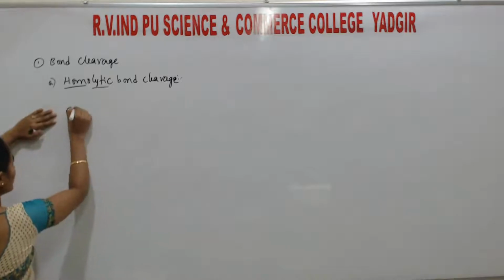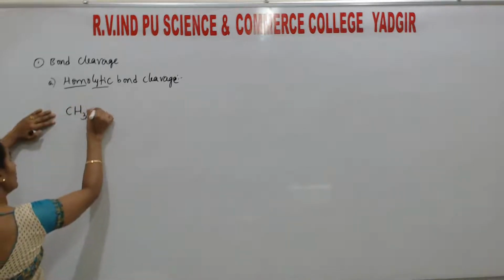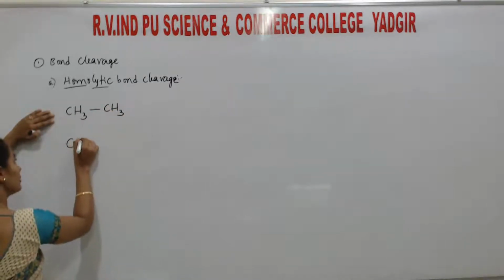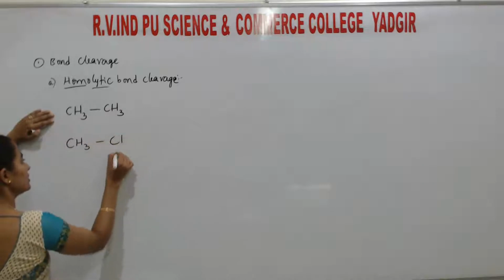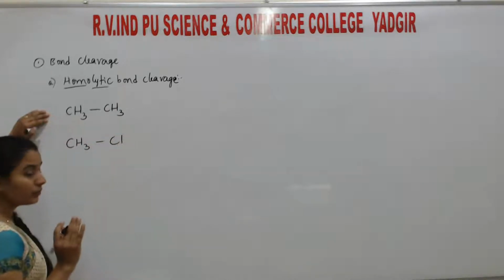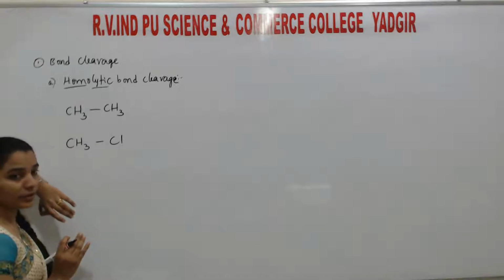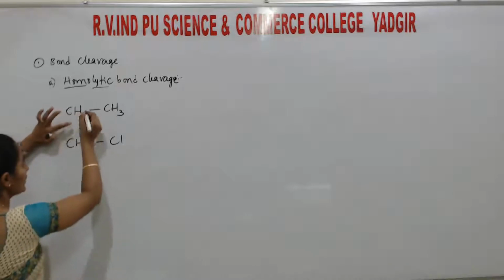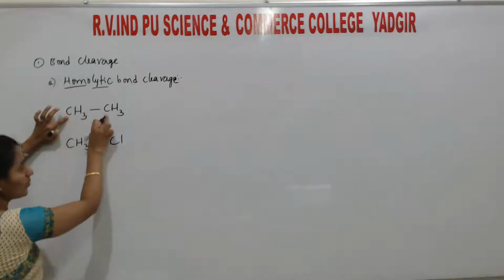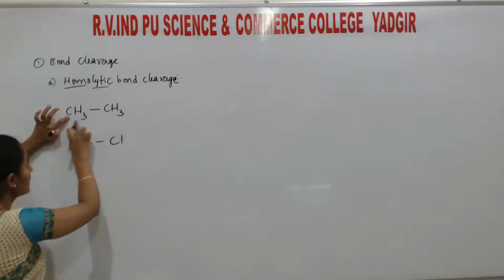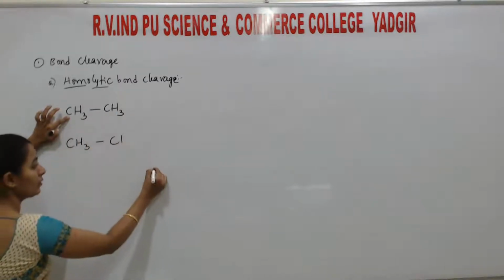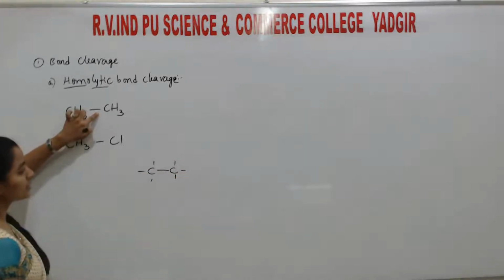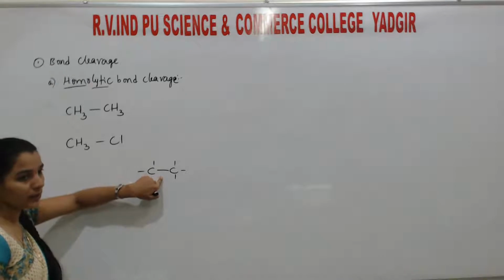So listen, one of the best examples is CH3-CH3. Next, CH3-Cl. Assume homolytic bond cleavage is going to take place. So students, here, in CH3-CH3, this carbon is bonded to carbon. CH3 is there, single bond, CH3. How can we write it? Carbon, carbon, with 3 hydrogen atoms each. This bond represents what? The bond between carbon and carbon is a single bond.